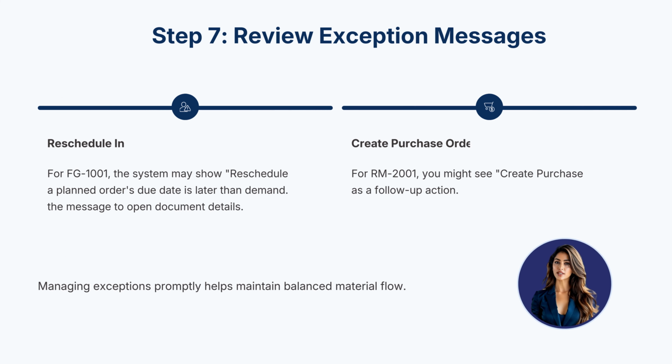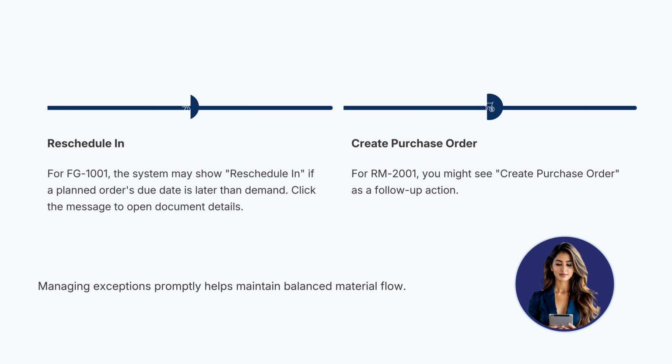Step 7. Review exception messages. Click into exception messages. For FG1001, you may see reschedule in due to delayed planned order dates. For RM2001, an alert might read, create purchase order to trigger procurement. Acting on these exceptions promptly ensures materials reach production before bottlenecks occur.